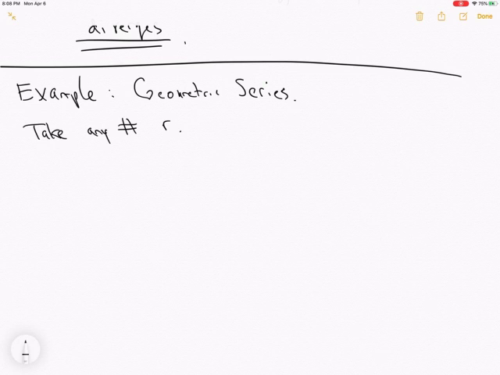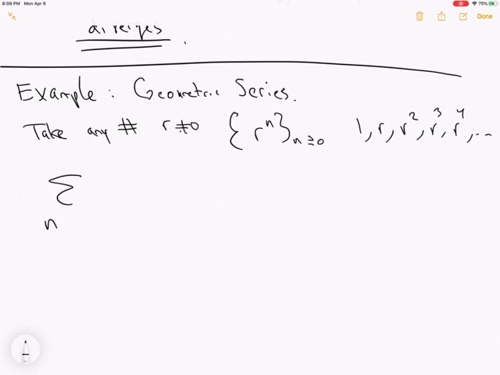So you get this. The sequence is the set of r to the n power, n bigger than or equal to 0. So what does that look like? Well, take any r, let's say not equal to 0. r to the 0 power gives you 1, then the next number is r, the next is r squared, r cubed, r to the 4th, on forever. And so the geometric series is this summation, n goes from 0 to infinity of r to the n power. So again, that just looks like 1 plus r plus r squared plus r to the 3rd power plus on forever.